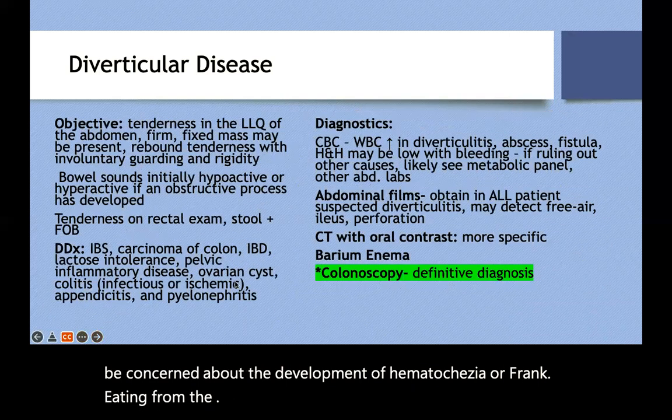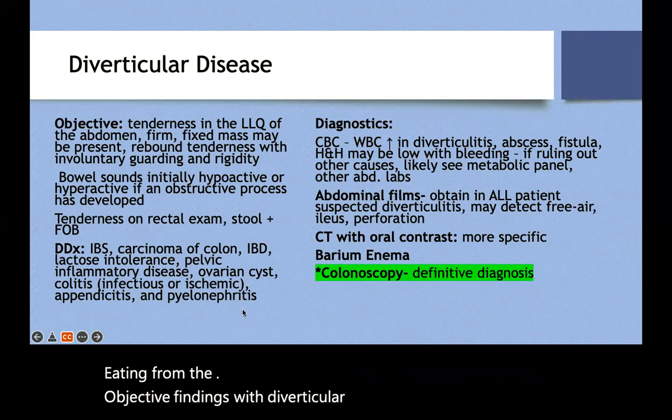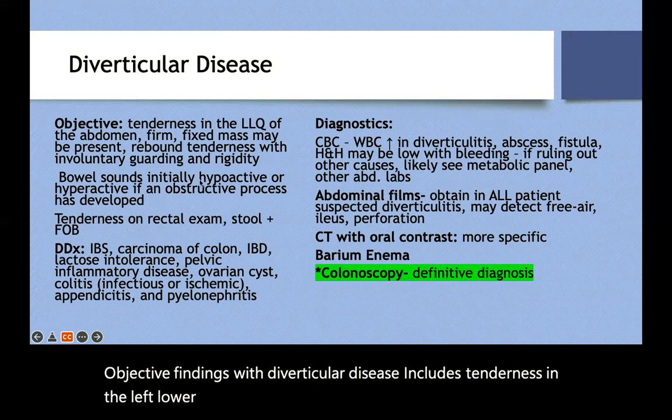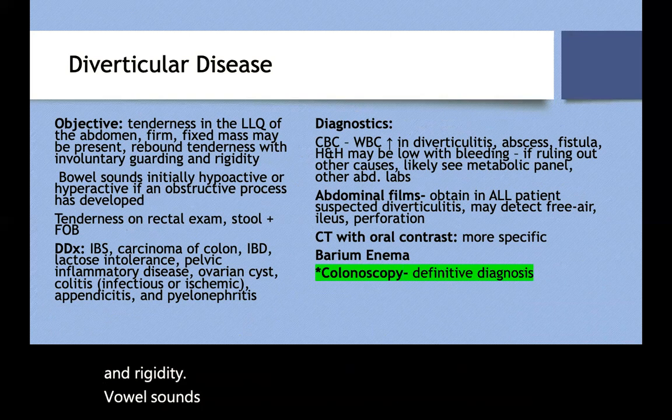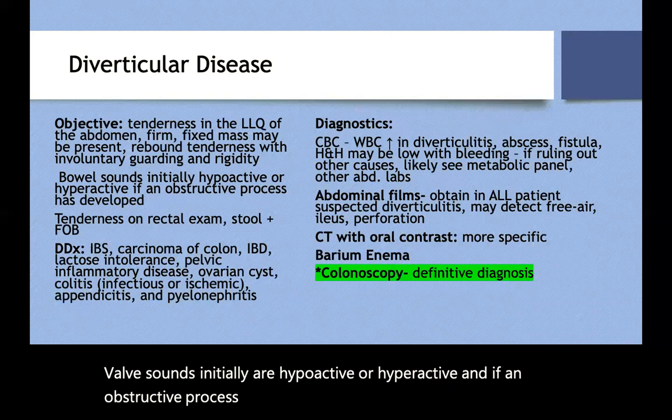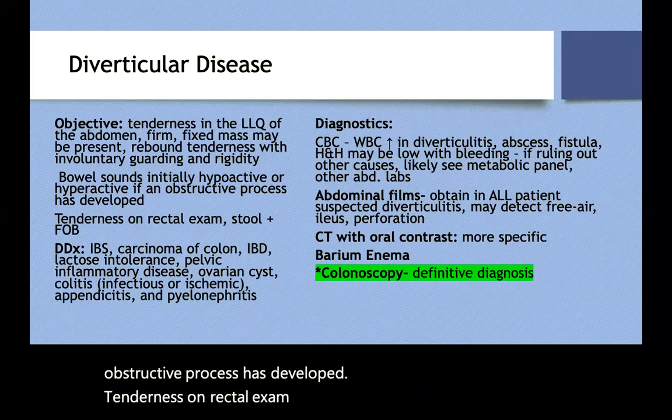Objective findings with diverticular disease include tenderness in the left lower quadrant of the abdomen, a firm fixed mass which may be present, rebound tenderness with involuntary guarding and rigidity. Bowel sounds initially are hypoactive or hyperactive, and if an obstructive process has developed, tenderness on rectal exam. Stool is positive for FOB.